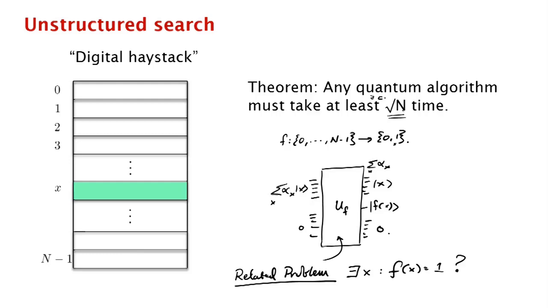Now, of course, if you could solve the search problem, you can also solve the existence problem efficiently. So make sure you understand that. Make sure you see why, if you can solve the search problem, find the x, then you can also tell whether there exists an x or not. Okay, so now how do we show this lower bound?